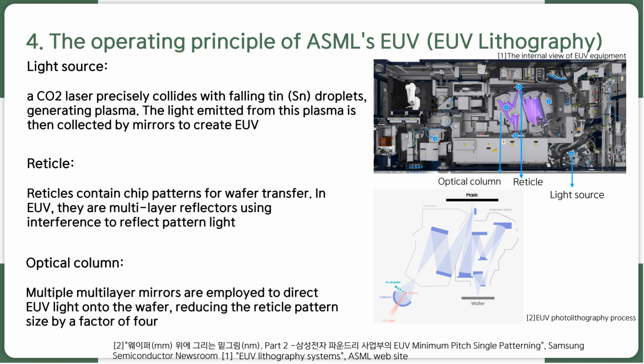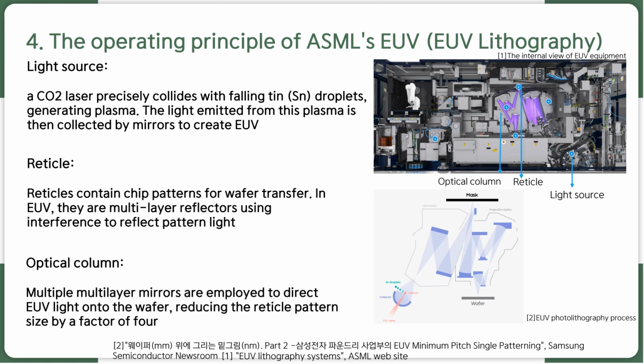The light source is extreme ultraviolet, and it operates by precisely colliding a carbon dioxide laser with tin droplets, generating plasma. The light emitted from this plasma is then collected by mirrors to create EUV. The reticle contains the chip pattern for transfer to the wafer, and in EUV, multi-layer reflectors employing interference are used to reflect the pattern light.